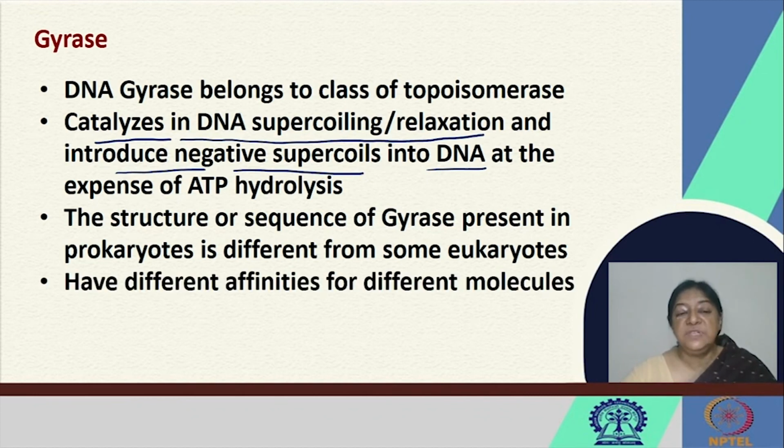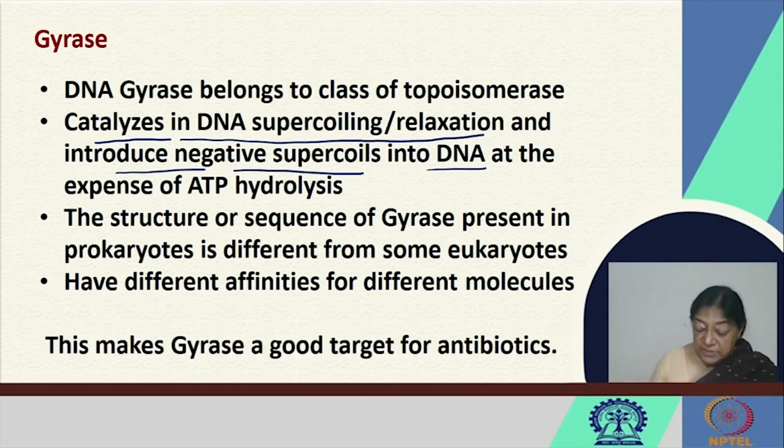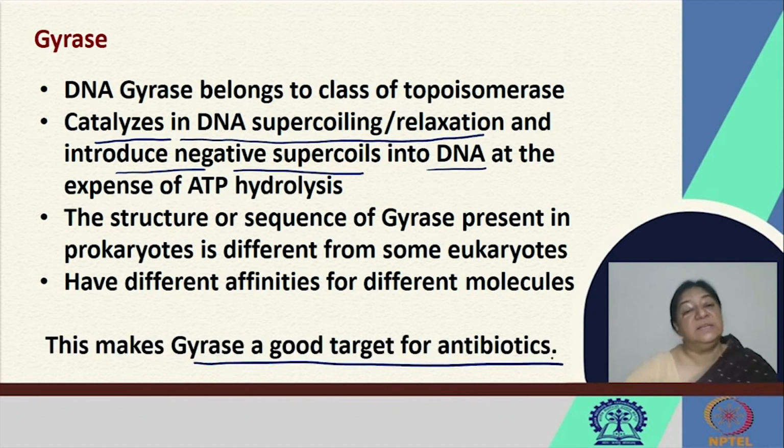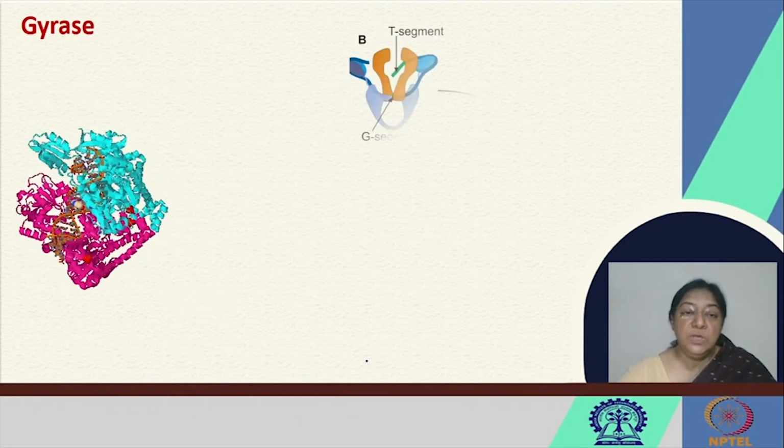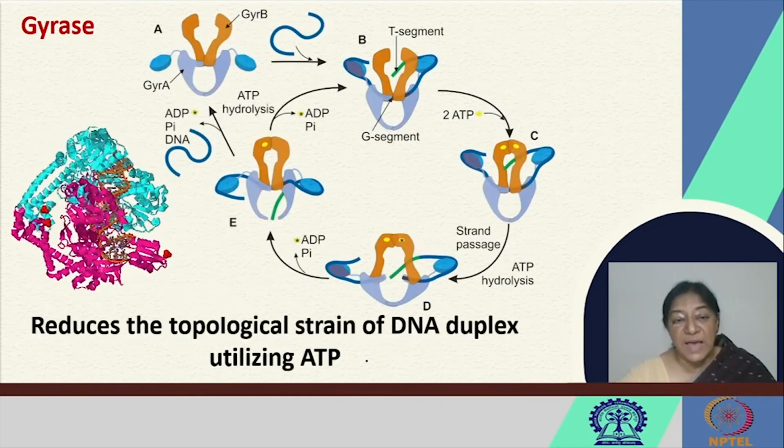Because they have different affinities for different molecules, gyrases are often used as good targets for antibiotics. This is a molecule that catalyzes DNA supercoiling relaxation, and it belongs to the class of topoisomerases, and because it has different affinities for different molecules, it is often a very good target for the development of antibiotics. So this is our gyrase molecule, and this is its mode of action.